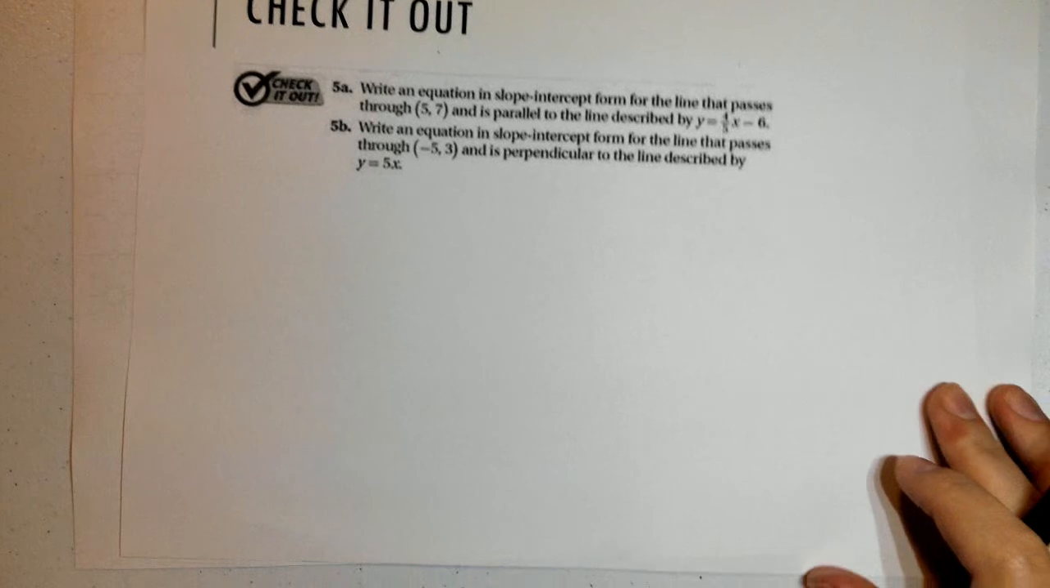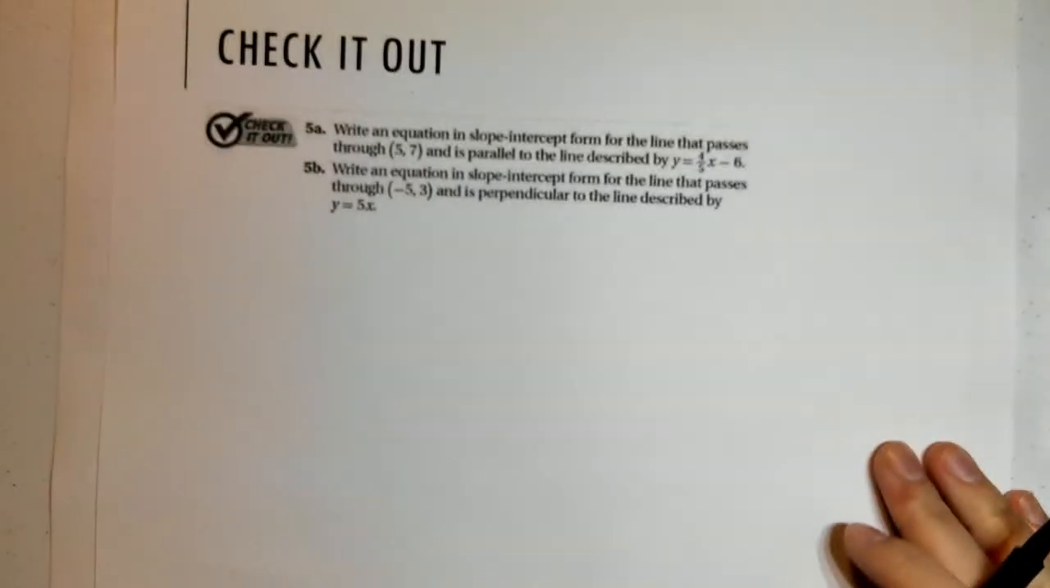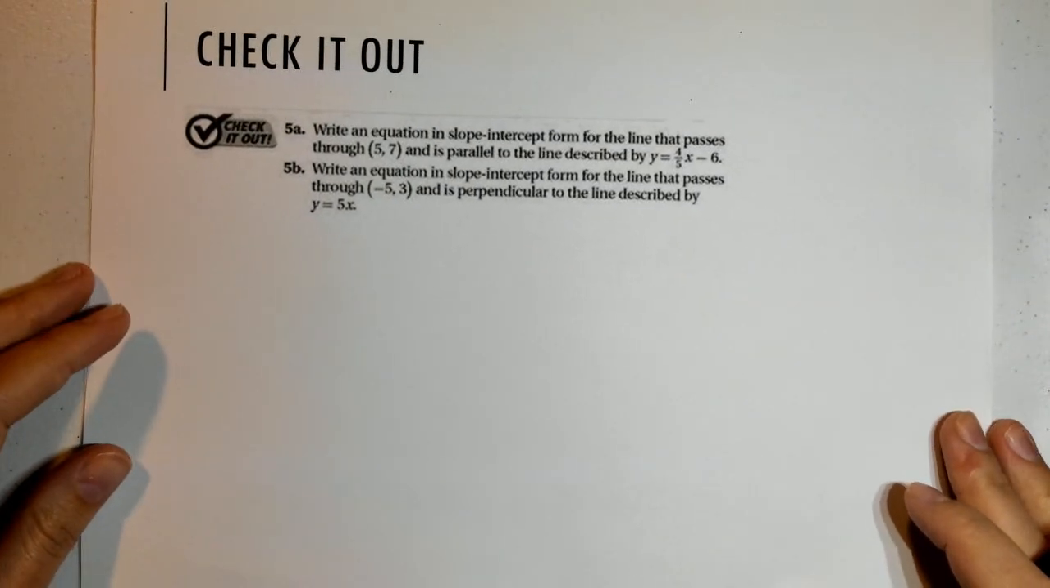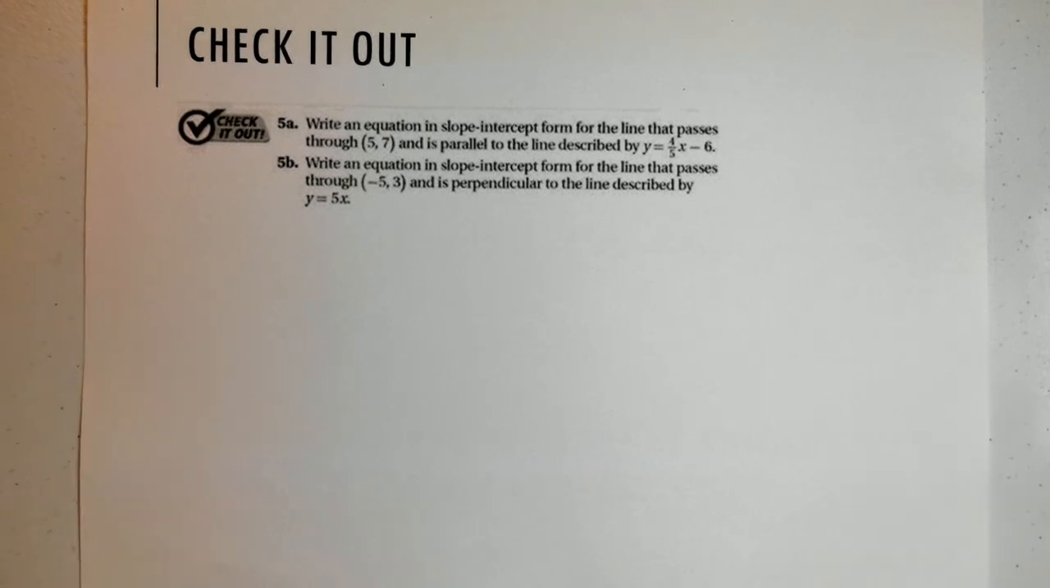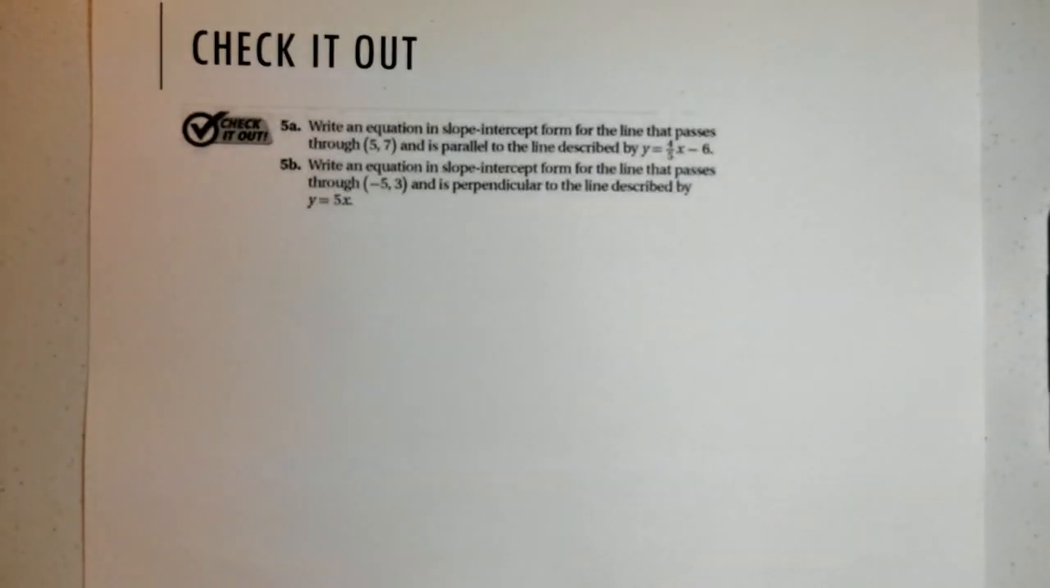Now there are 2 Check It Out problems for you to do. So go ahead, take a moment, pause the video, and then resume the video when you're ready to check your answer. Pay close attention to whether it says parallel or perpendicular, because that's going to be really important with your slope.